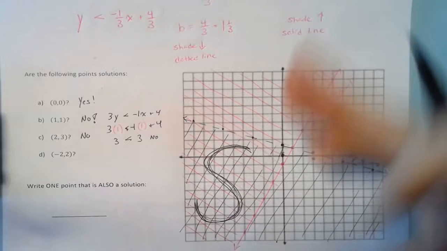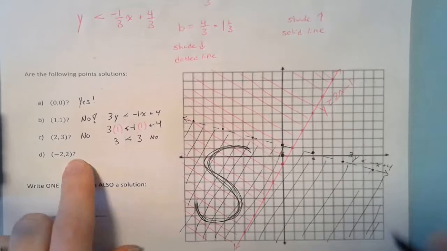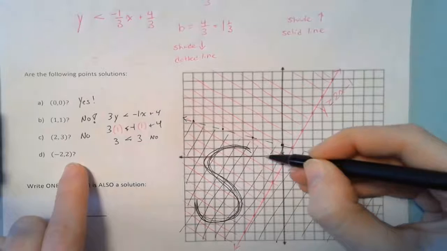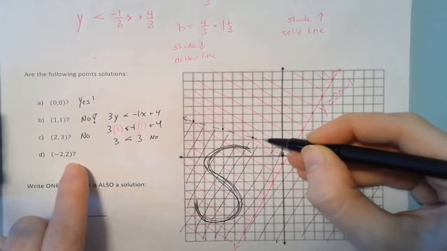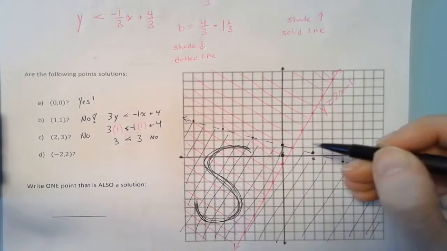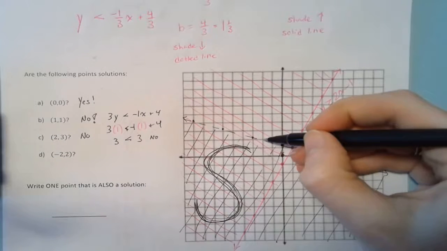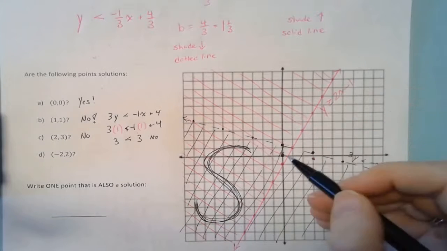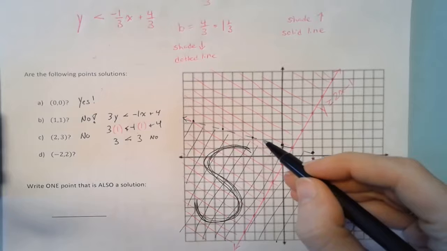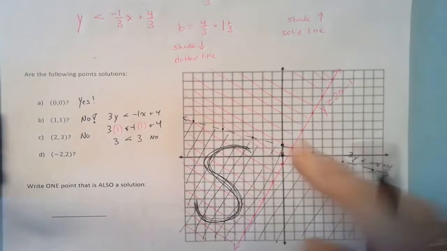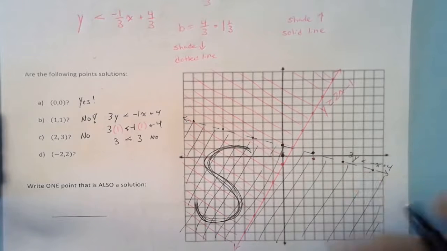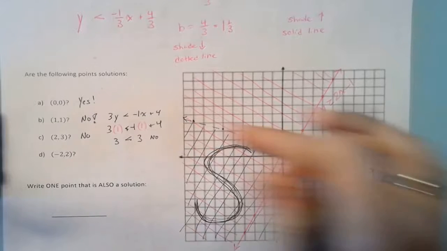And the last one, negative 2 comma 2. So negative 2 comma 2. It looks like it's close to this black line, but again, I can't really tell. Negative 2 comma 2. It looks like it could be on the black line, but if it's on the black line, then we know it's not a solution. But again, a great way to check would be to just check that black equation.